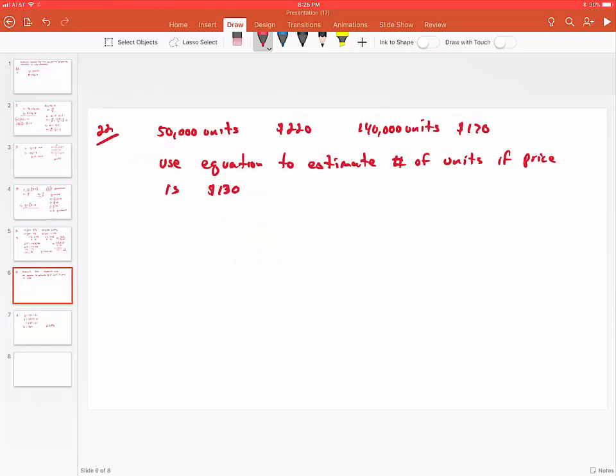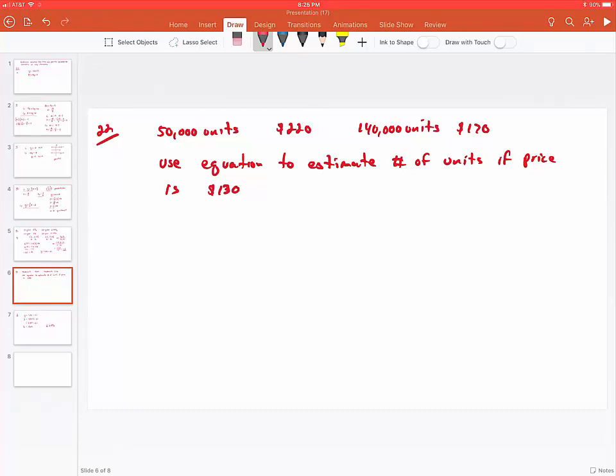Now, for number 22, we have to basically do the same thing. What they're asking us to do here is: an e-reader manufacturer expects to sell 50,000 units each year if the selling price is 220. If the selling price is reduced to 170, then the manufacturer expects to sell 140,000 units per year. Assume that the relationship between the selling price and the units sold in thousands is linear. Find the equation of the line that describes this relationship. Write your answer in slope-intercept form. Let x represent the selling price and y represent the units sold in thousands. And then part B, use the equation from part A to estimate the number of units that the manufacturer expects to sell if the selling price is $130.